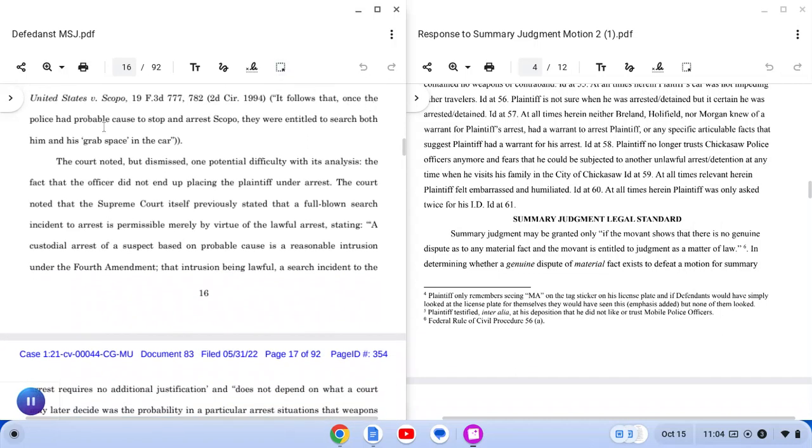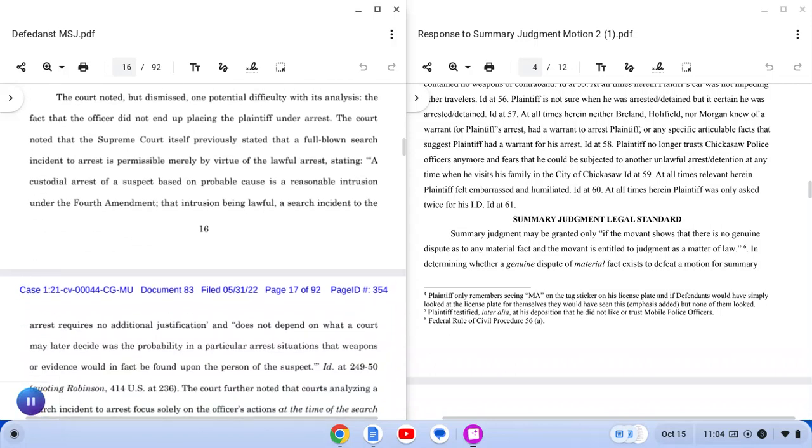It follows that once the police had probable cause to stop and arrest Scopo, they were entitled to search both him and his grab space in the car. Oh, okay, I see what they're saying. The court noted, but dismissed, one potential difficulty with its analysis: the fact that the officer did not end up placing the plaintiff under arrest.